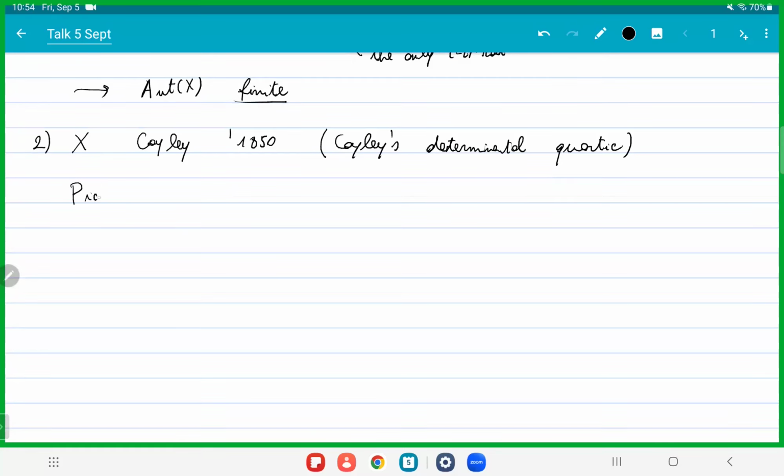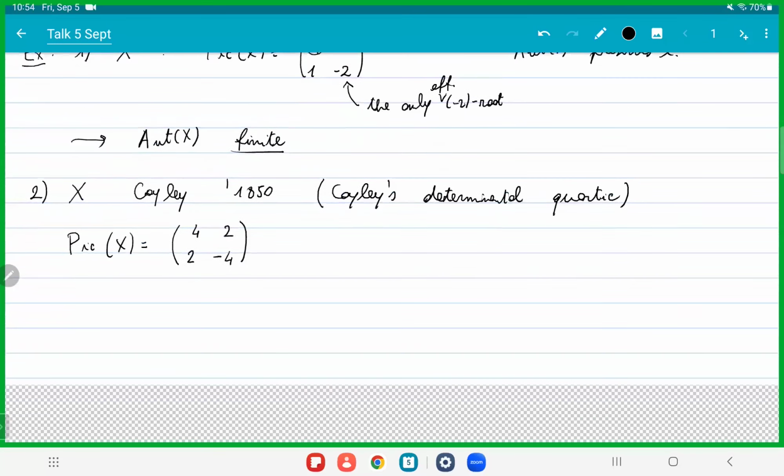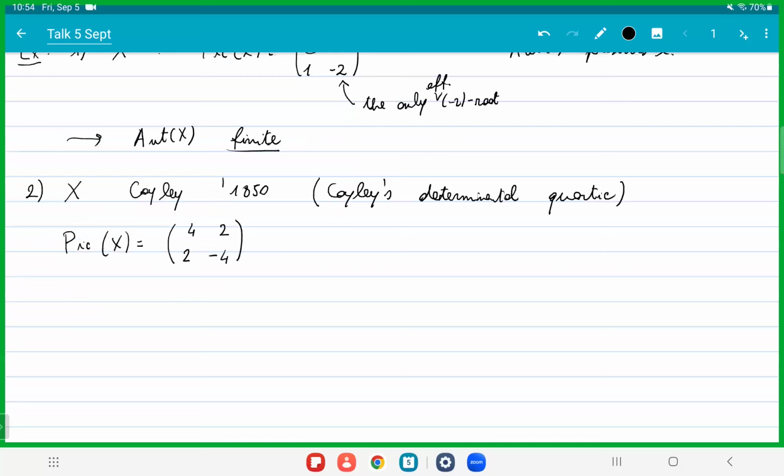Lattice theoretically, its Picard lattice is as follows. It's 4, 2, 2, minus 4. This looks very different from before, because you can notice that the numbers on the diagonal are multiples of 4, and the numbers outside are multiples of 2. So here, for sure, there's no root. Every norm is going to be a multiple of 4, so there are no vectors of norm minus 2.